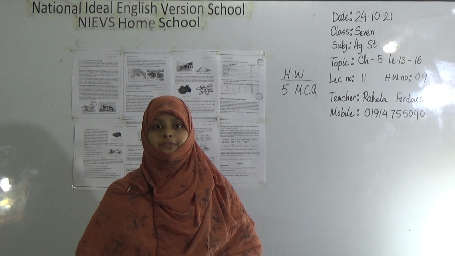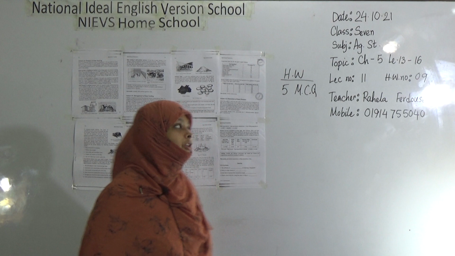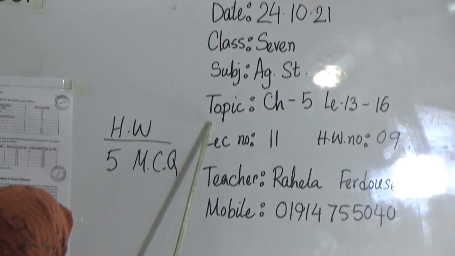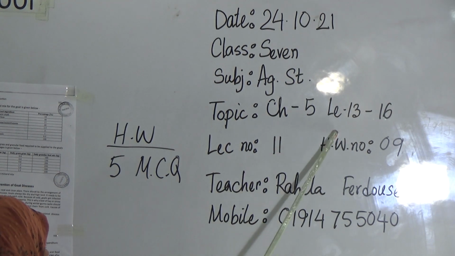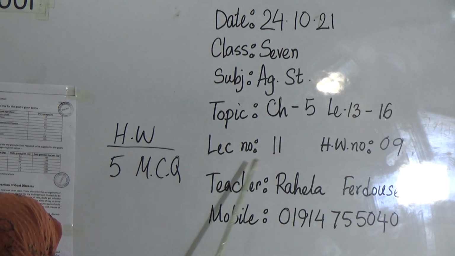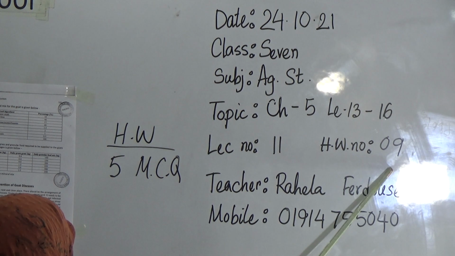Today we are going to have a class with the students of class 7. Our today's subject is Agriculture Studies. Our today's topic is Chapter 5, Lesson 13 to 16. Today our lecture number is 11 and HW number is 9.